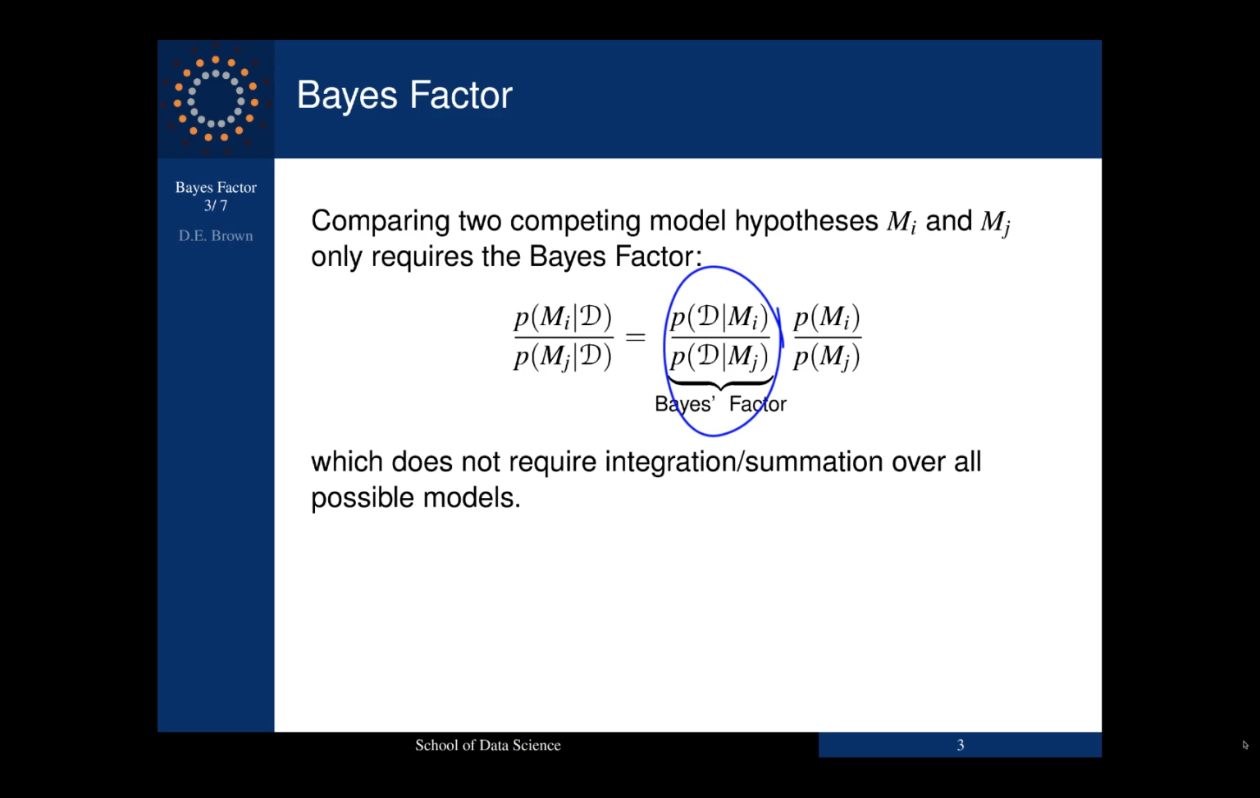And the likelihood ratio is what we call Bayes factor. This is the ratio of the likelihood of the data given each choice of the model. And this doesn't require any integration or summation over the models. It just requires computing that likelihood ratio and the ratio of the priors, and that's all we need to do.